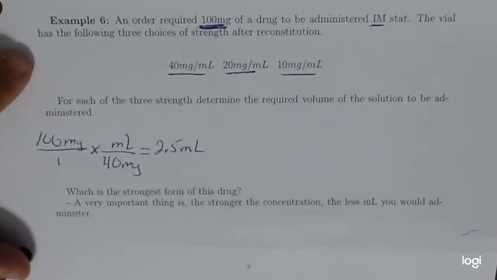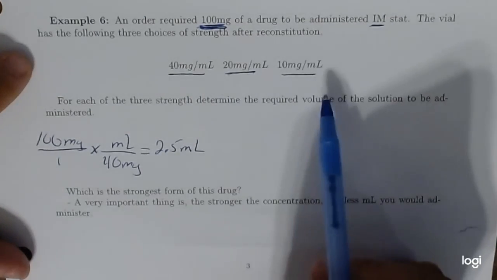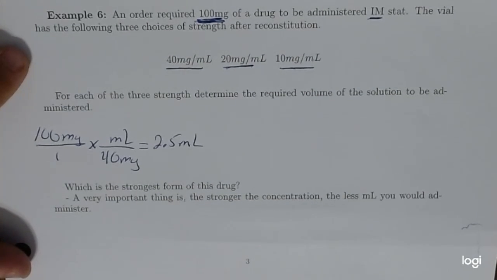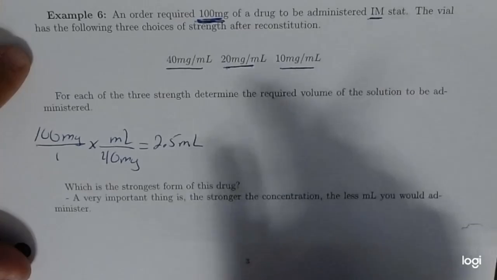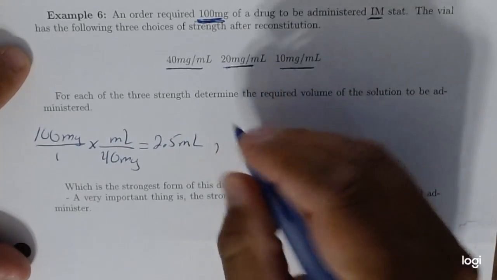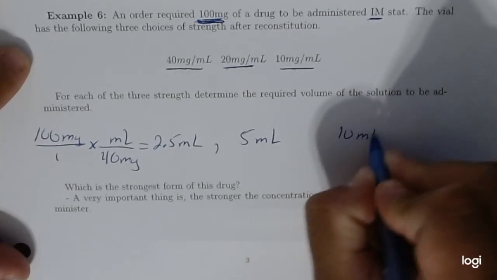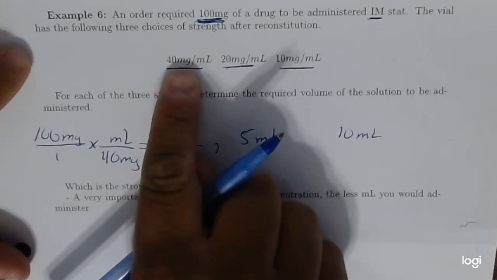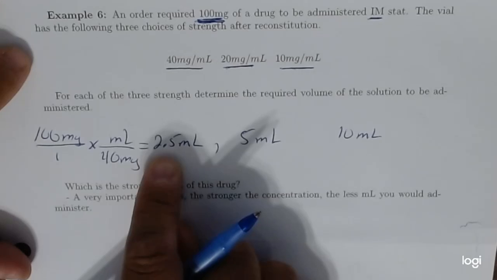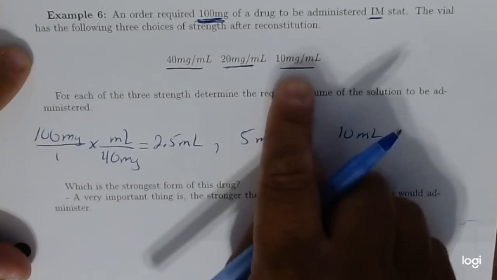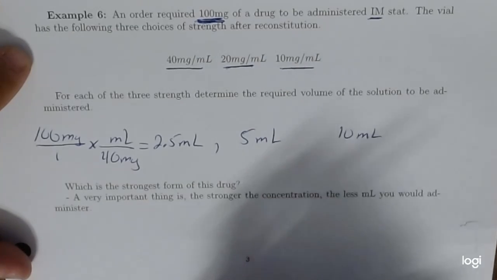So now we do it 2 more times, once for here and once for there. I'll just go ahead and let you guys quickly do that. 3, 2, 1, pause. Okay, if you do the same process, just checking it out. For this one, hopefully you got 5 milliliters, and for this one, hopefully you got 10 milliliters respectively, right? If this was your strength, you would give 2.5. If this was your strength, you would give 5. If this was your strength, you would give 10 milliliters respectively.